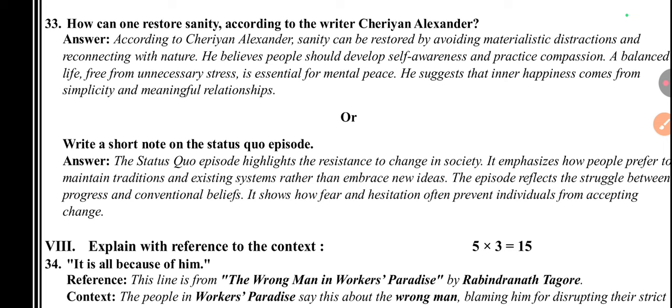How can one restore sanity according to writer Cherian Alexander? According to Cherian Alexander, sanity can be restored by avoiding materialistic distractions and reconnecting with nature. He believes people should develop self-awareness and practice compassion. A balanced life free from unnecessary stress is essential for mental peace. He suggests that inner happiness comes from simplicity and meaningful relationships.